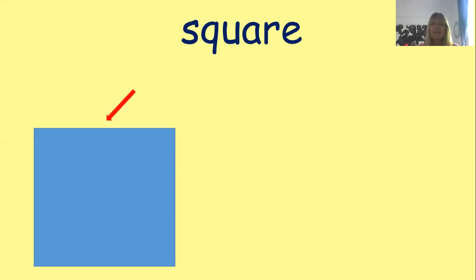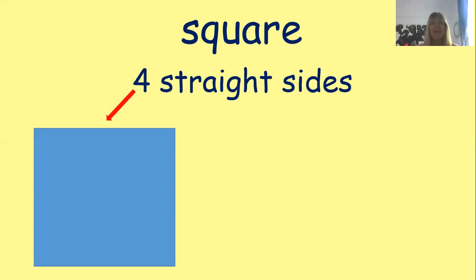Now, what shape have we got? Okay. Can anybody tell me what that shape is? Well done if you said it was a square. And squares are 2D shapes. They're flat shapes. You see them all over the place. What are they made of? How do we know that's a square, not a rectangle or a triangle? Well, a square has four straight sides and they are always all the same length.